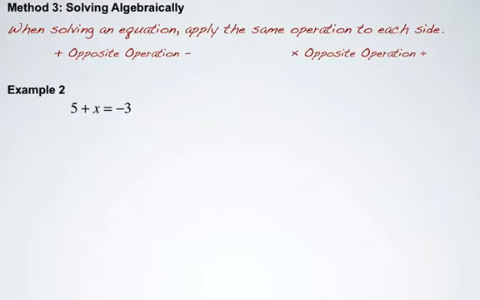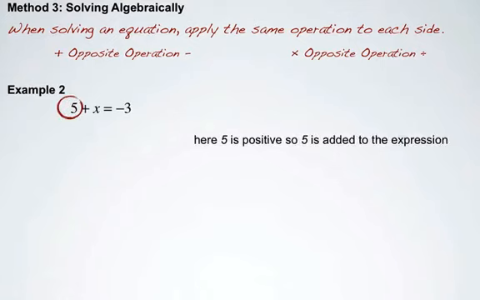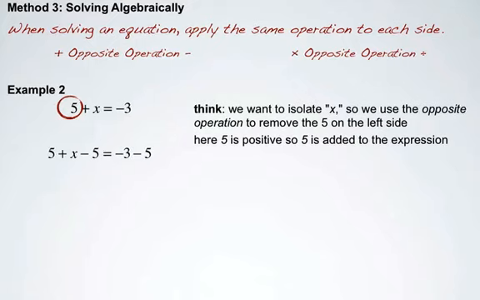Example 2. 5 plus x equals negative 3. 5 is what we want to cancel out or get rid of, and it's a positive 5, so it's being added. The opposite is going to be subtract. So I'm going to subtract 5 from both sides. So at the end of this side I put a subtract 5, and at the end of that side I put a subtract 5. That maintains the balance. I've done it to both sides.